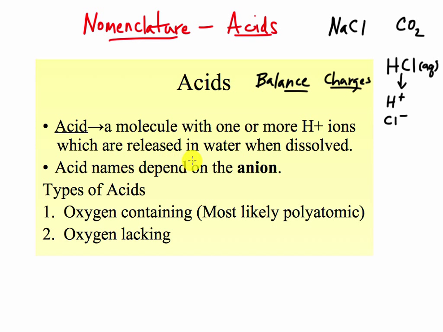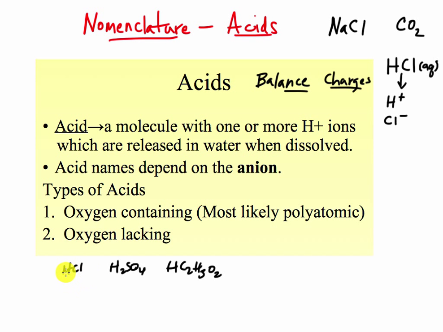The acid name is always going to depend on the anion because your cation is always hydrogen. So they're going to start HCl, they're going to start H2SO4, they're going to be HC2H3O2. If you see a hydrogen in the front, you're most likely dealing with an acidic substance. Now, if you notice, the ones I chose here fall into two categories of acids: one that contains an oxygen and another that does not have an oxygen.